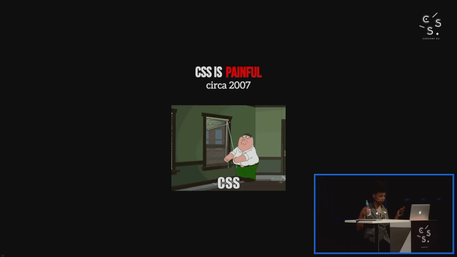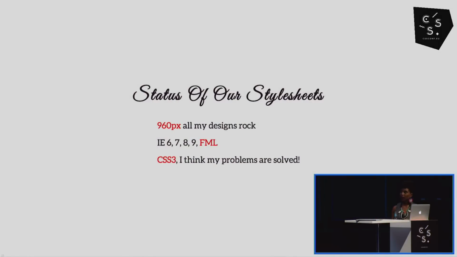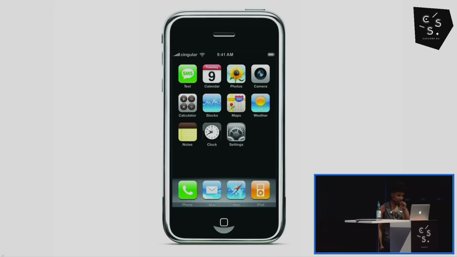So around the same time that jQuery is kind of picking up speed, CSS, on the other hand, is really ready for its renaissance. Let's take a look at where we were about mid-aughts. Somehow we had decided that 960 pixels was the best way to design our websites and the only way to design our websites. We also had IE 6, 7, 8, 9, who knows how many other browsers. And we were finally really excited for this thing called CSS 3 that was going to help rid our HTML of a bunch of tag soup. But what did that introduce? A bunch of vendor prefixes, because all the browsers couldn't decide how they wanted to adopt it. And who had to deal with that pain? We did, right?